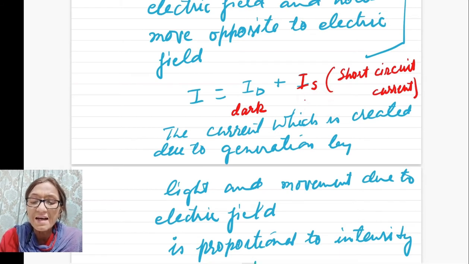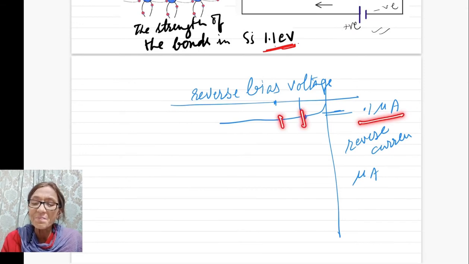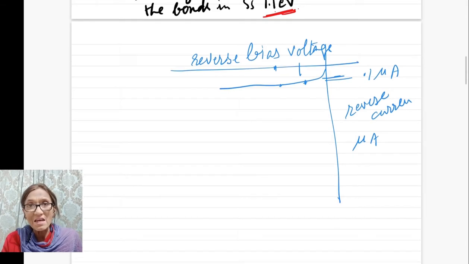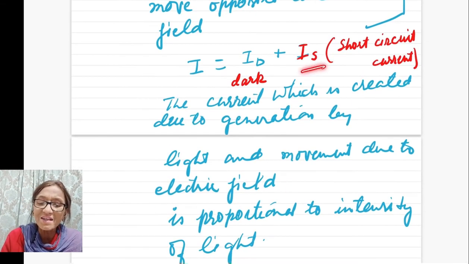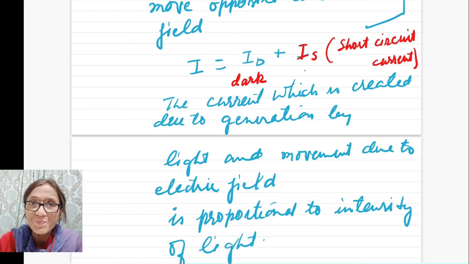And you will find that this dark current does not depend on reverse bias voltage. You go on increasing voltage, but current remains the same. So dark current does not depend on voltage, and even this short circuit current also does not depend on reverse bias voltage. Ohm's law suggests that V is equal to IR. When you increase V, I should increase, but this does not happen.